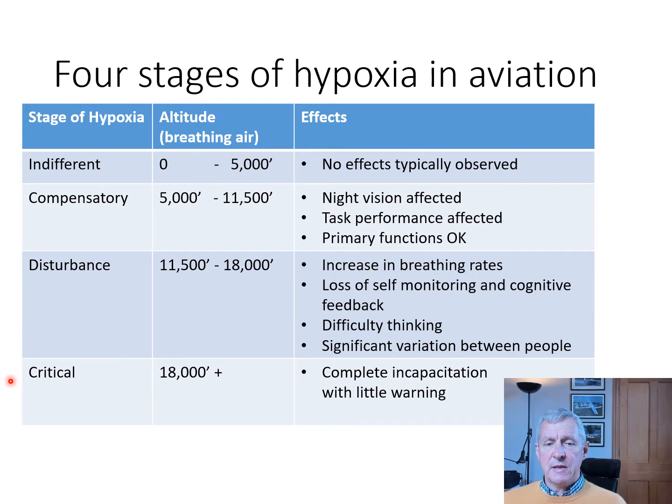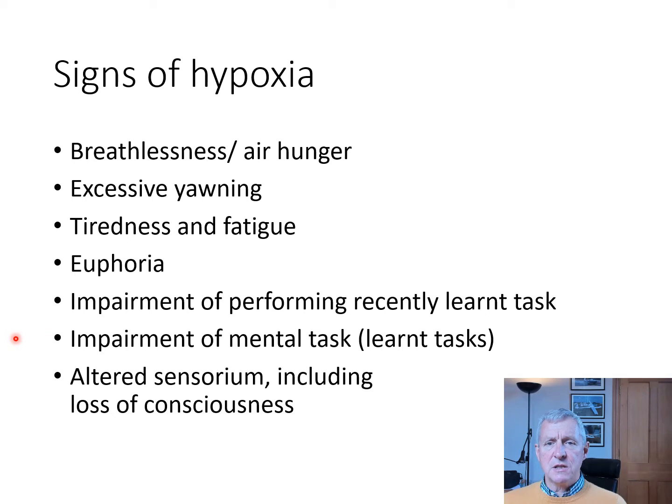And it's worth understanding this and understanding that we need to be on oxygen if we're going to be at these higher levels, and we need to be aware of what the symptoms might be just in case something goes wrong. It's also the case that getting on oxygen very early helps avoid an oxygen debt before we get higher. Here are some signs of hypoxia that we might want to look out for. Breathlessness, hunger for air, excessive yawning, tiredness and fatigue, euphoria, a bit like being drunk, an impairment of performing a recently learned task, impairment of other tasks, and then an altered sensorium, things feel strange, right up to loss of consciousness.